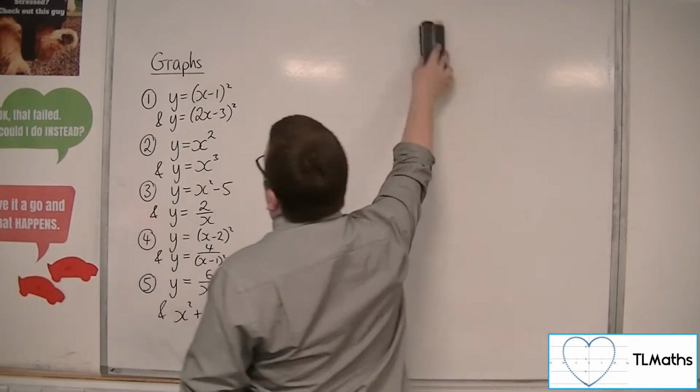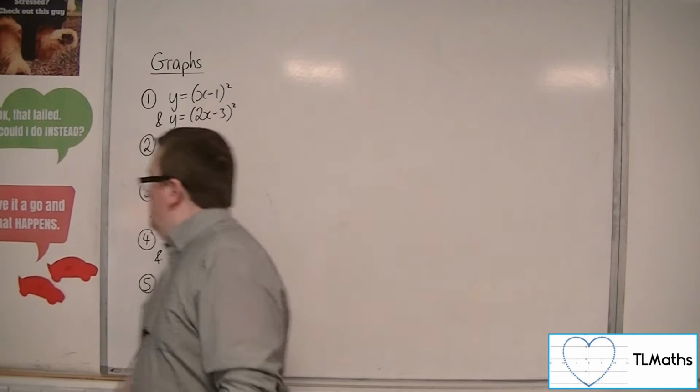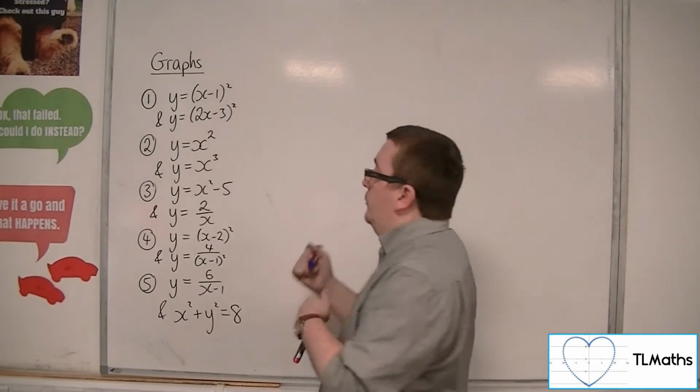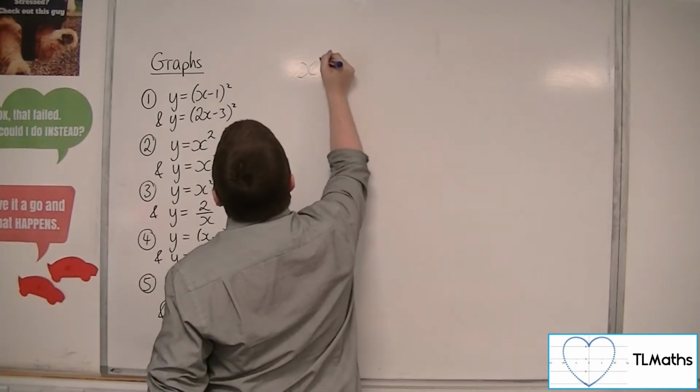Okay, so number 3. y is equal to x squared minus 5, and y is equal to 2 over x. So we're going to put one equal to the other.